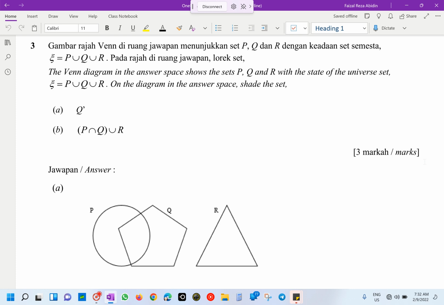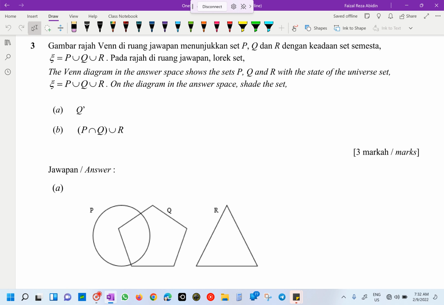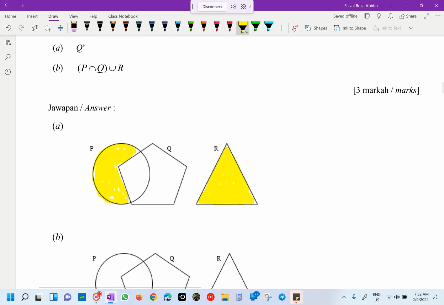So for this one, you are going to shade only which part? All in P here, and also everything here, and also in R. Okay, because it says complement of Q, so other than set Q. This is only 1 mark, which means you have to shade both regions. If only one, sorry, no marks given.